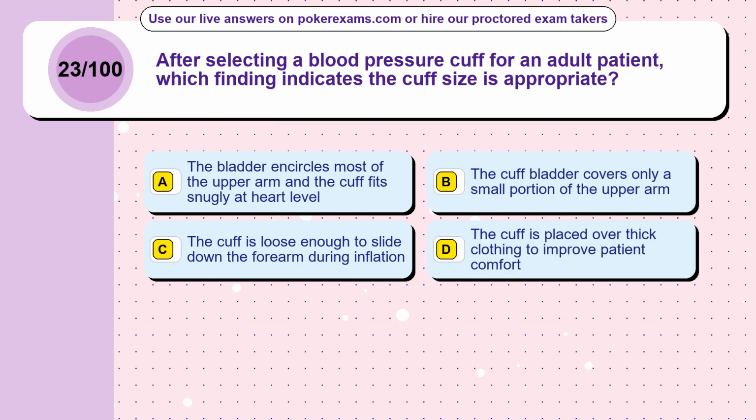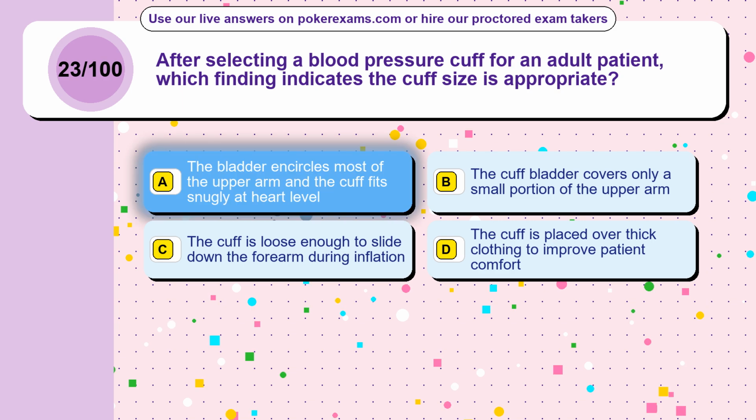Question 23. After selecting a blood pressure cuff for an adult patient, which finding indicates the cuff size is appropriate? Option A. The bladder encircles most of the upper arm and the cuff fits snugly at heart level. Option B. The cuff bladder covers only a small portion of the upper arm. Option C. The cuff is loose enough to slide down the forearm during inflation. Option D. The cuff is placed over thick clothing to improve patient comfort.